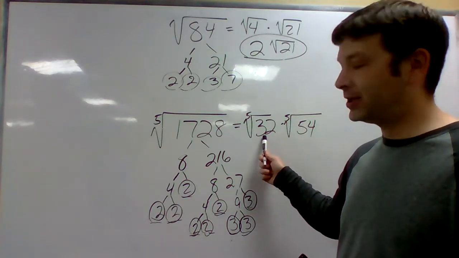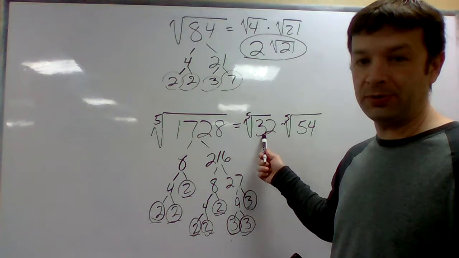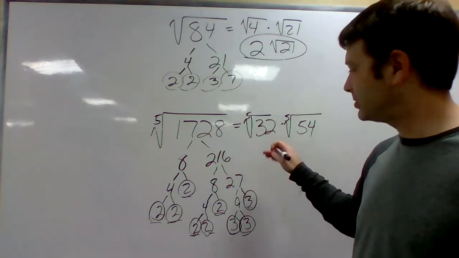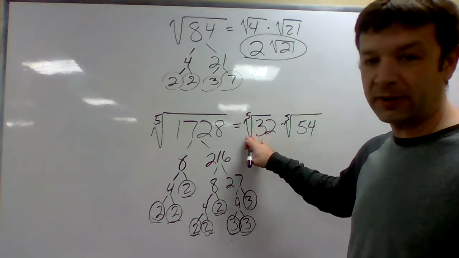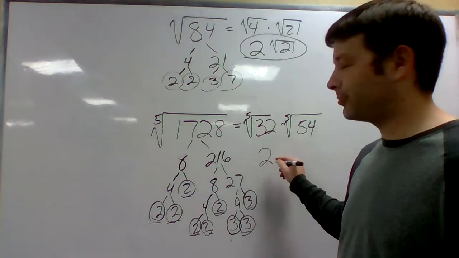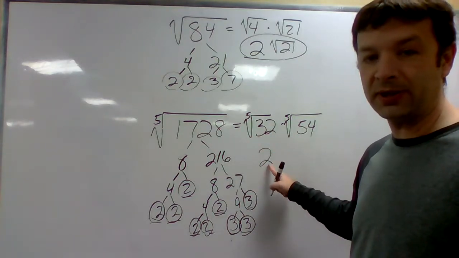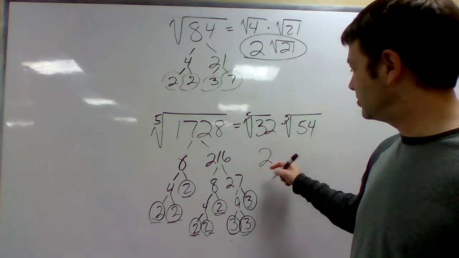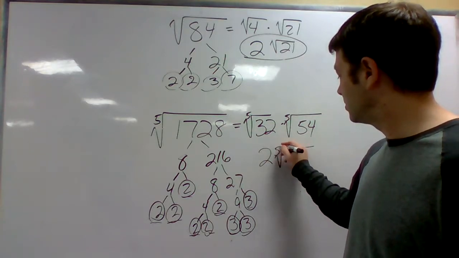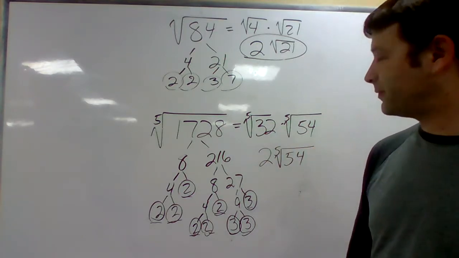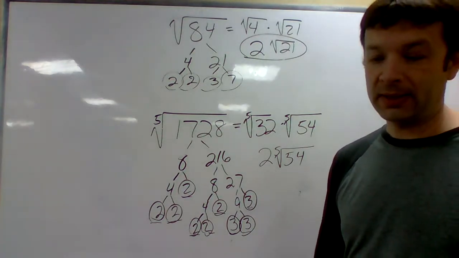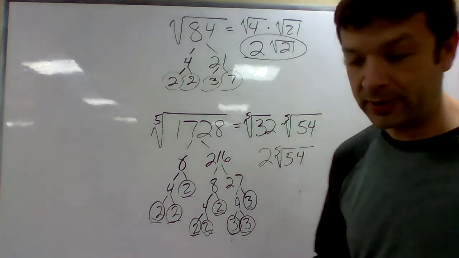Fifth root of 32 is made of 5 2s. 2 times 2 times 2 times 2 times 2 is 32. So when you take the fifth root of that, it's just going to be 2. You don't really have to plug it in the calculator if you kind of understand what's going on. So it's 2 fifth root of 54. And that's it. Okay, jumping to number 13.